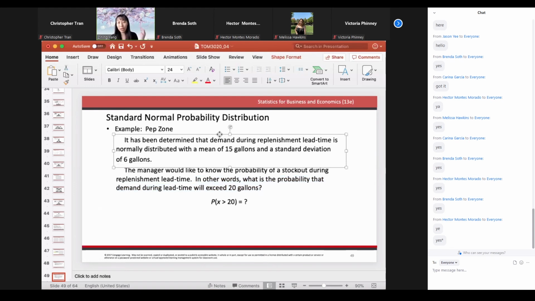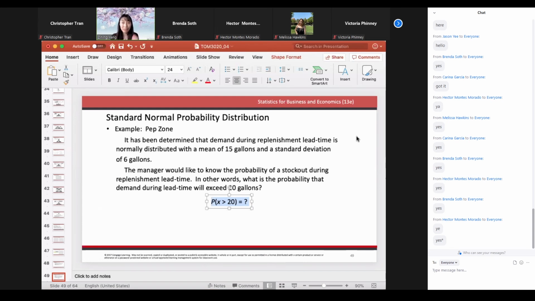And historic data shows that during this waiting period, the demand has a distribution. Some customers need less, some customers need more, right? So the distribution of demand has a mean of 15 gallons and a standard deviation of 6 gallons. So with that, how can we calculate the probability of demand greater than 20?